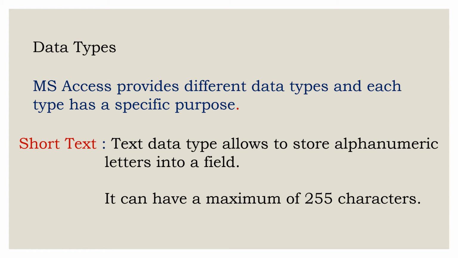Data types. MS Access provides different data types and each type has a specific purpose. The first data type is short text. The text data type allows you to store alphanumeric characters in a field. It can have a maximum of 255 characters.